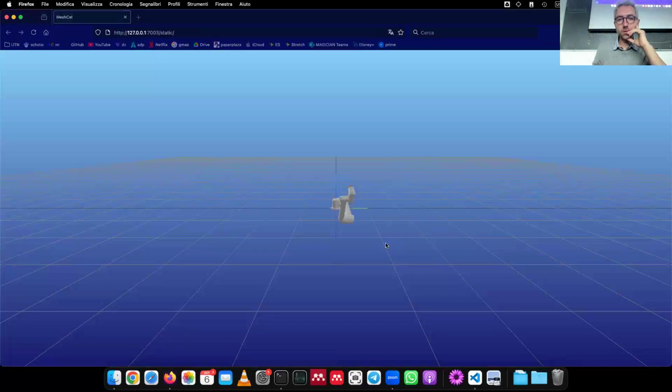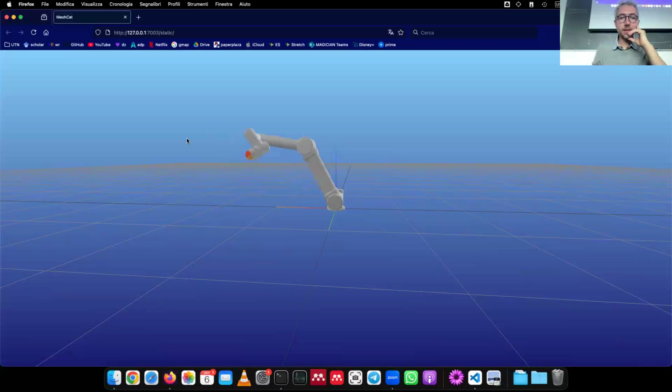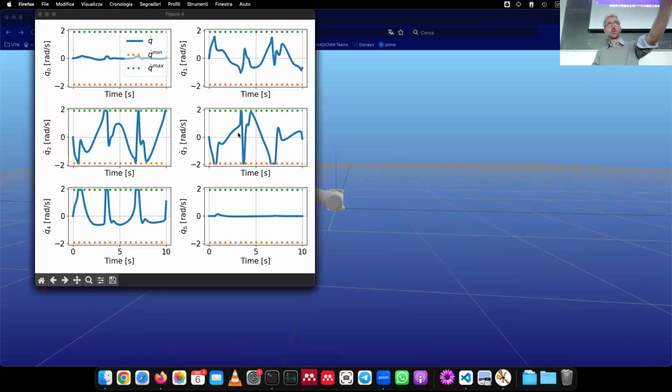So we were doing control of this robot manipulator in task space, so controlling the position of the end effector, which is this orange sphere, and the red sphere represents the desired position, which is moving on a circle or, well, circular shape.